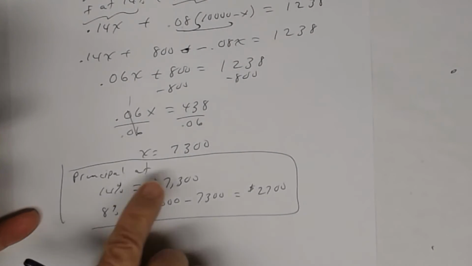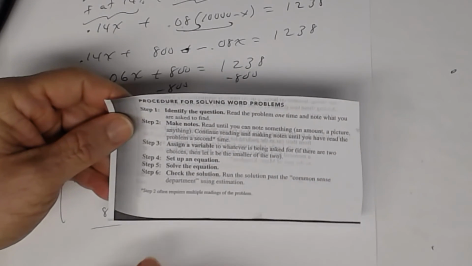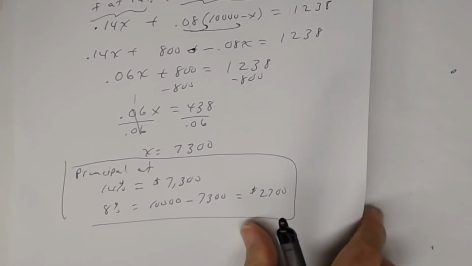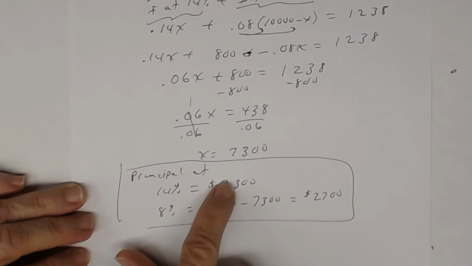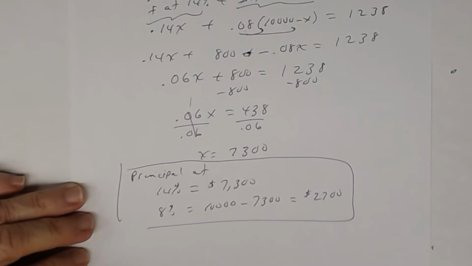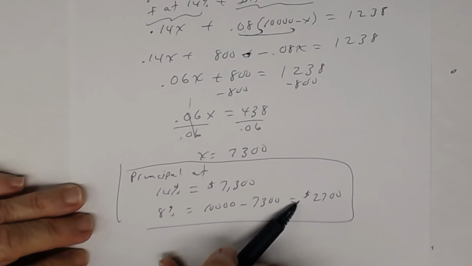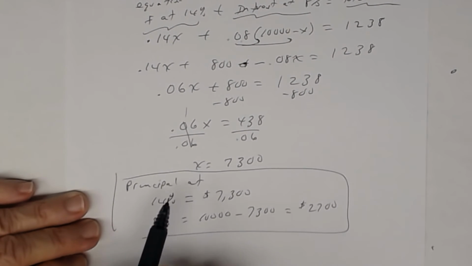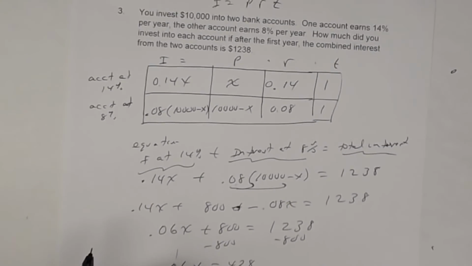Now, always for that step 6, to check your solution. Again, sometimes it's very difficult to do that. But what I would do is just check to make sure that these two add up to be $10,000, because you could have made a mistake there. And even if you made a mistake here, this would still add up to 10,000, but it would be wrong. So it's difficult to check this in terms of what you have here.